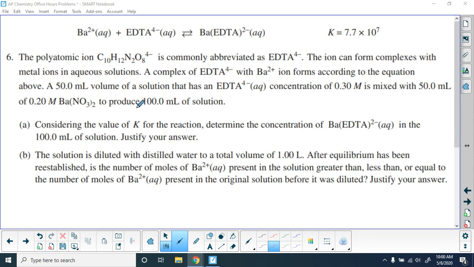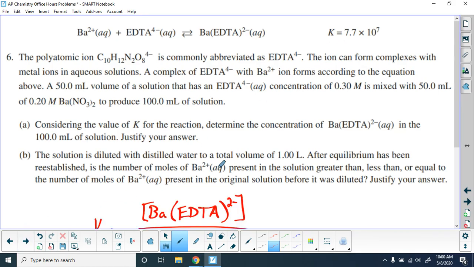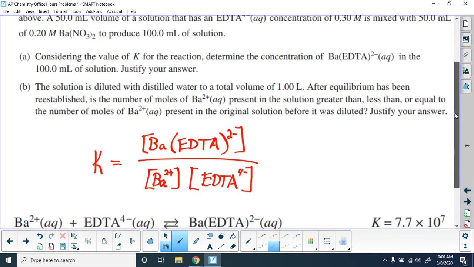You've already read the problem, so I won't reread it to you, but this is what I would do if I were you. If you read a problem like this and you go, I don't know where to start, but I know I have a K value given, you should be thinking equilibrium expression. And you should be able to write that equilibrium expression for the chemical reaction. So I've got that written right here. Hopefully you can get to this. This is a great place to start and start evaluating what's happening in the question.